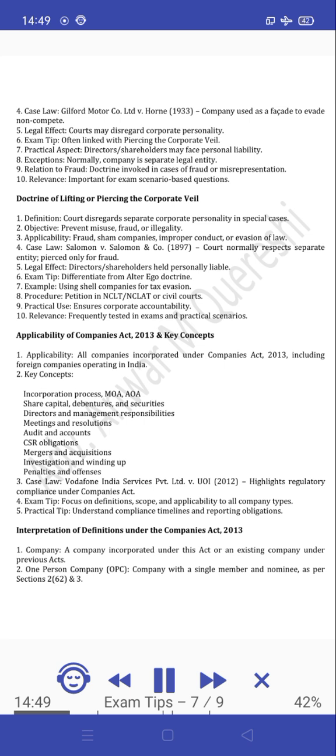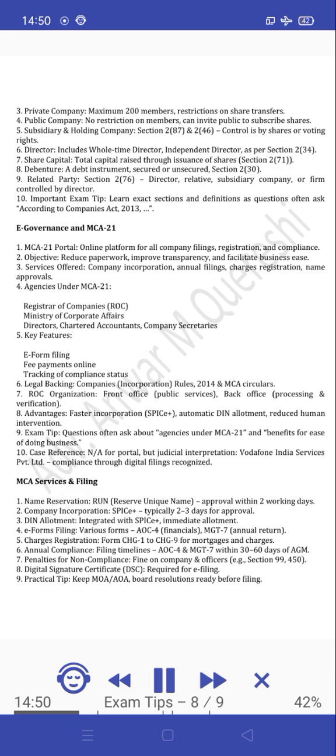Interpretation of definitions under the Companies Act, 2013. 1. Company. A company incorporated under this Act or an existing company under previous Acts. 2. One-person company, OPC. A company with a single member and nominee, as per sections 2(62) and 3. 3. Private company. Maximum 200 members, restrictions on share transfers. 4. Public company. No restriction on members, can invite the public to subscribe to shares.